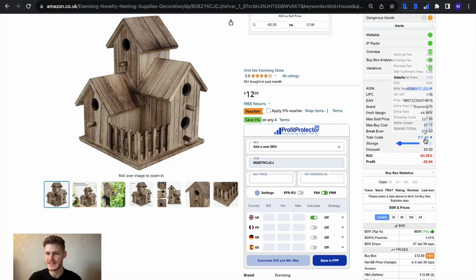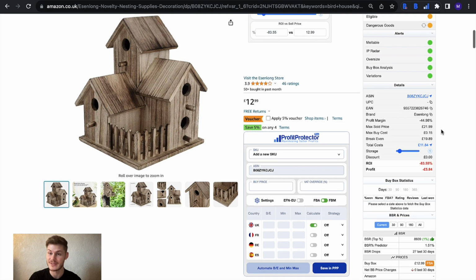We can see that the total cost, we can see what they amount to here. So all of those Amazon fees, shipping costs there as well. So our break even comes to this number right here. So our break even is above the price that we're selling it for, therefore we are going to make a negative ROI, a negative profit. So with numbers like that, we want to avoid it.